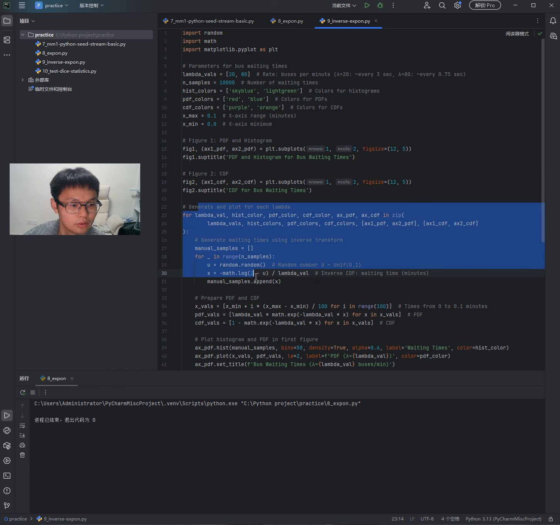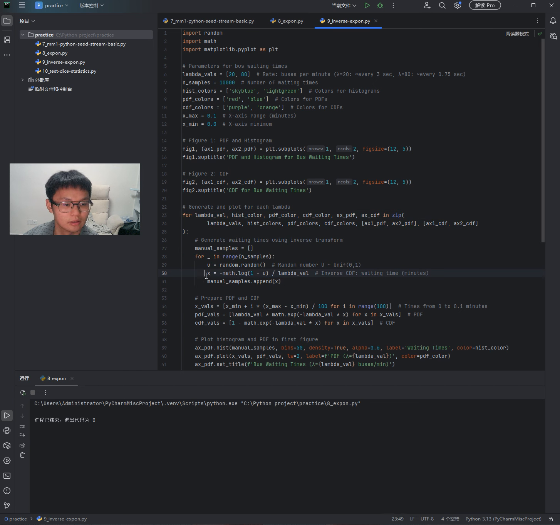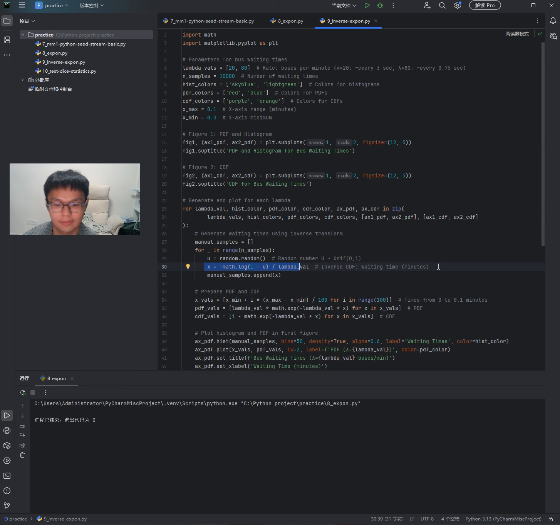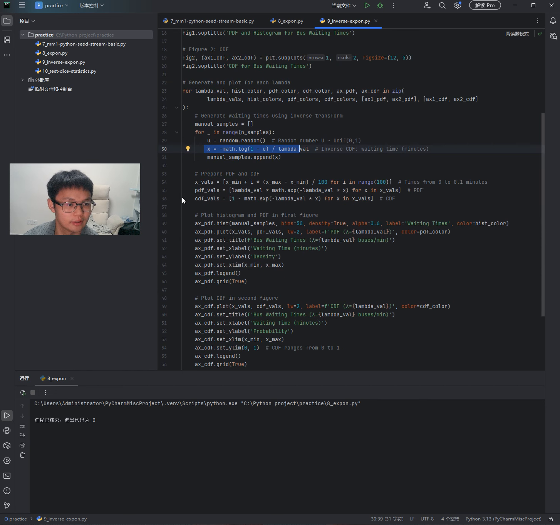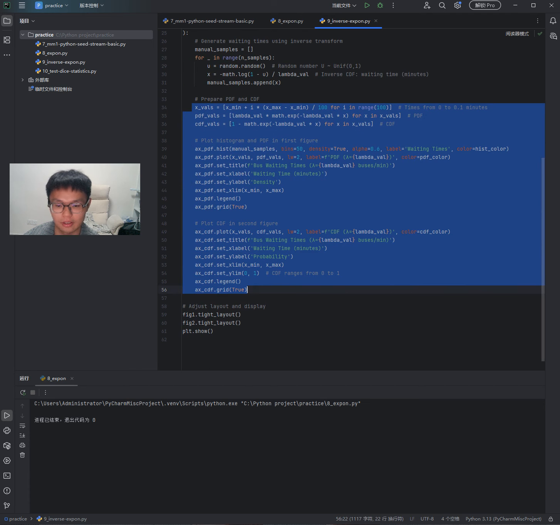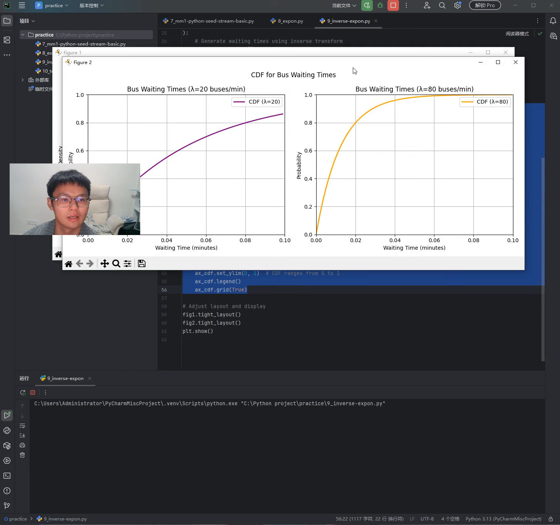Here we use inverse transform sampling to generate exponential samples. For each sample, we draw a uniform random number U, then apply this formula. This gives us a simulated waiting time in minutes. And here's the picture, so let's run the program.